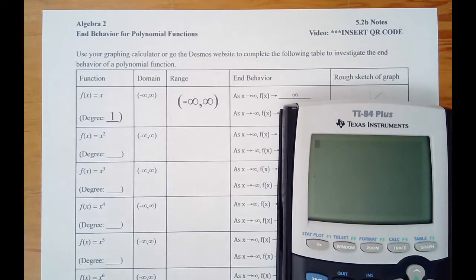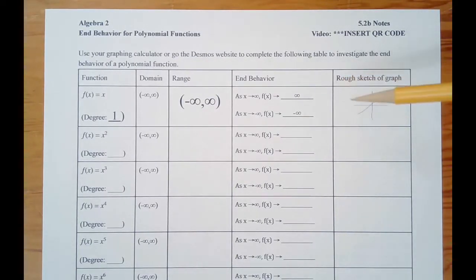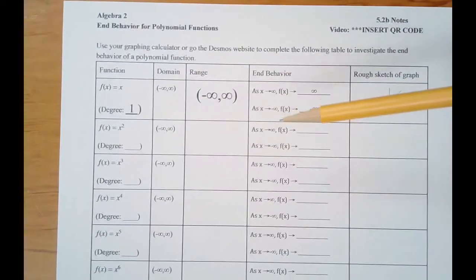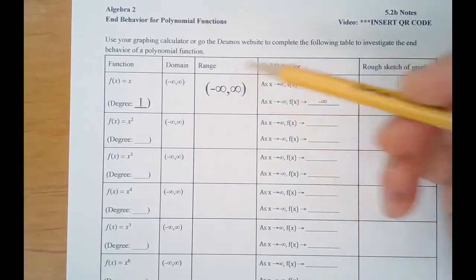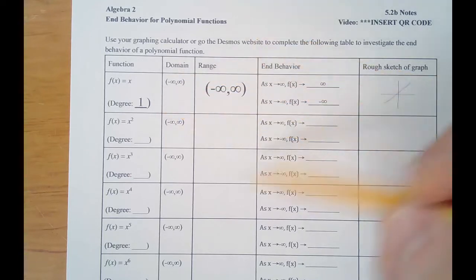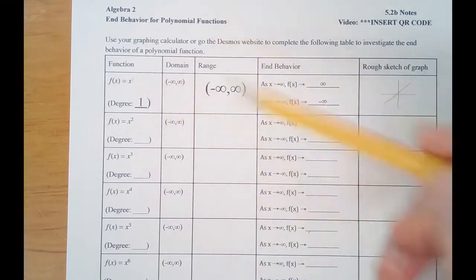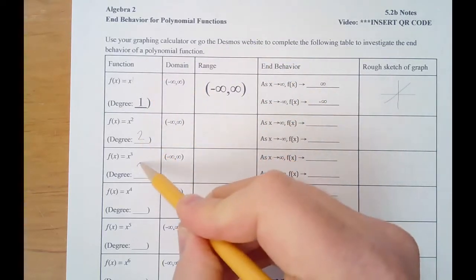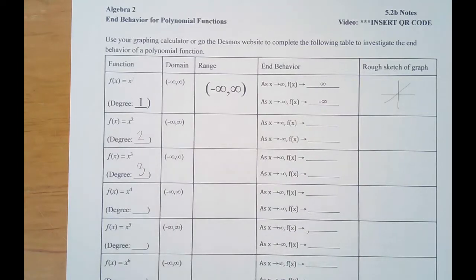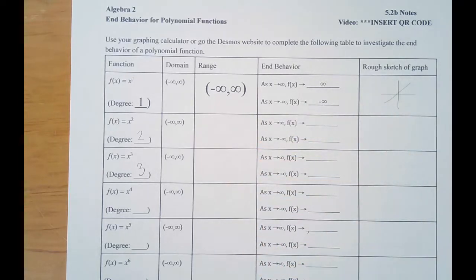All right, so what we're having to do here is to sort of explore what is the end behavior of these different functions. So first off, what is the degree of a function? The degree is just the highest exponent on the variable. So this one, even though it's not written down, the highest exponent is 1 there, so it has a degree of 1. This one, the degree is 2. This one, the degree is 3, etc. So we're going to see the end behaviors of these different degree polynomial functions.